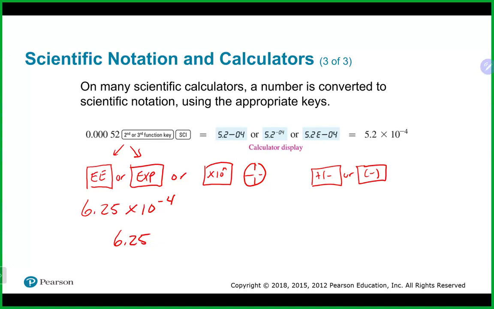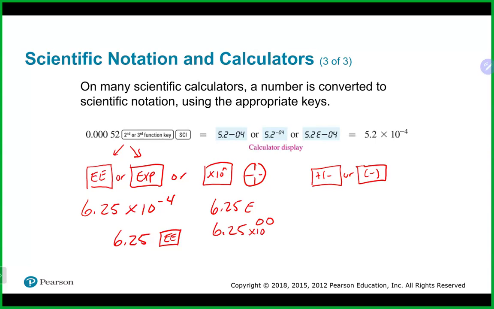So if you have one of those two buttons, you're going to punch in 6.25, and then you're going to hit your exponent button. What you should see on your calculator at this point is probably 6.25. On some people's calculators it will pop up an E, or it'll show 6.25 and maybe a couple of zeros up on top, or a combination of a 10 and a couple of zeros up on top. That's usually what will happen.